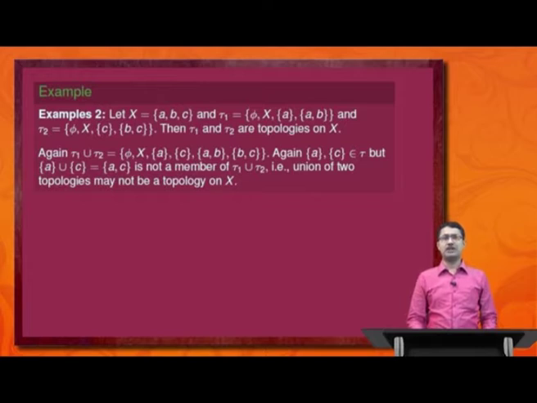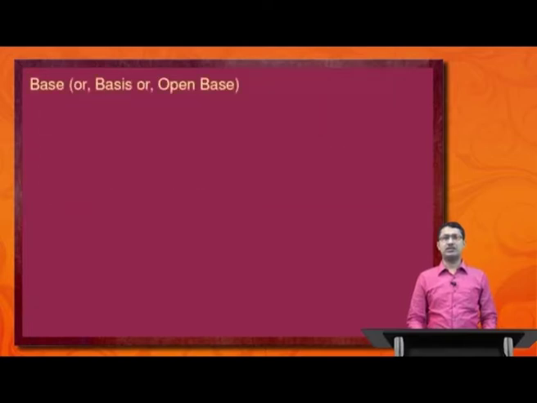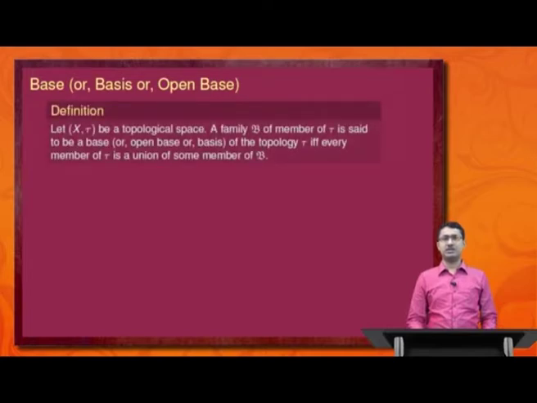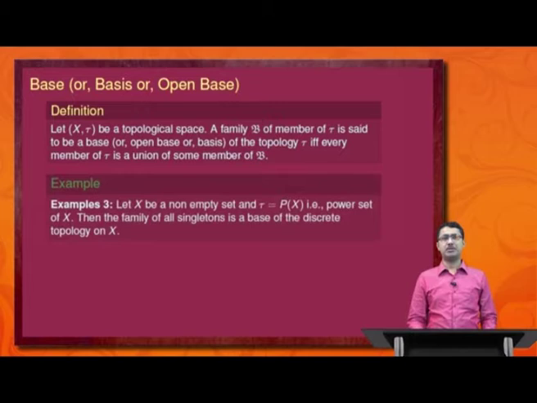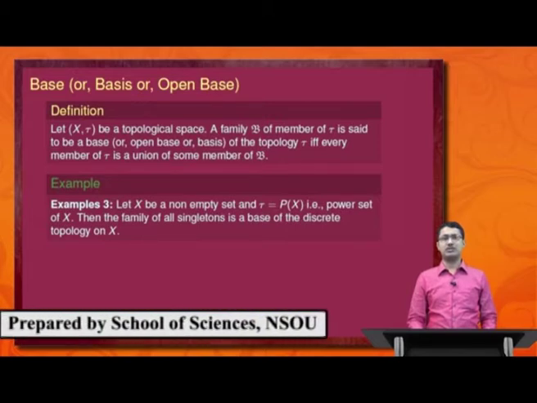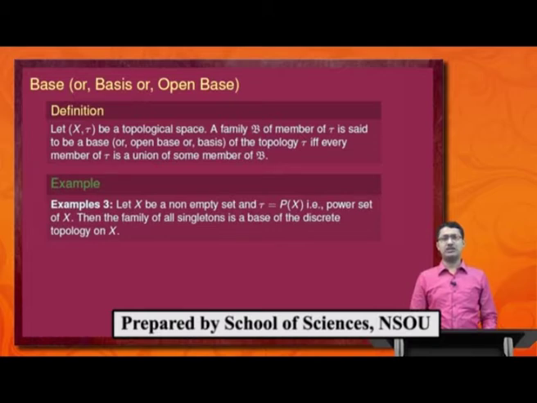Next we introduce another very important definition of topology, and that is called base or basis or open base. Let (X, tau) be a topological space. A family script B of members of tau is said to be a base or open base or basis of the topology tau if every member of tau is a union of some members of B. For example, let X be a non-empty set and tau equal to simply the power set of X. Then the family of all singletons is a base of the discrete topology on X.